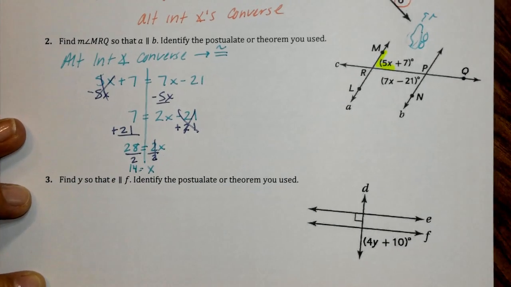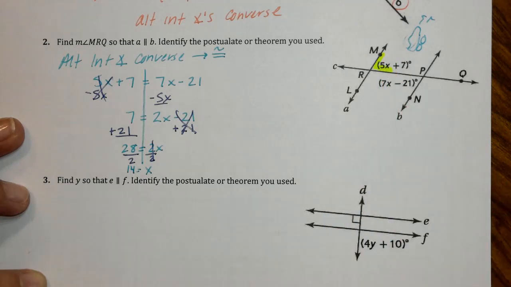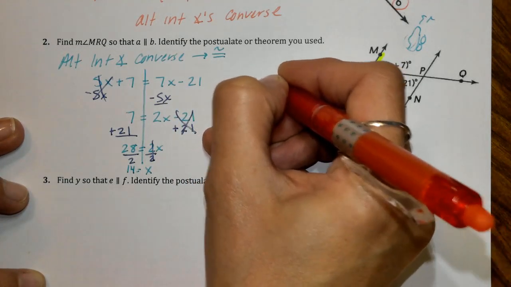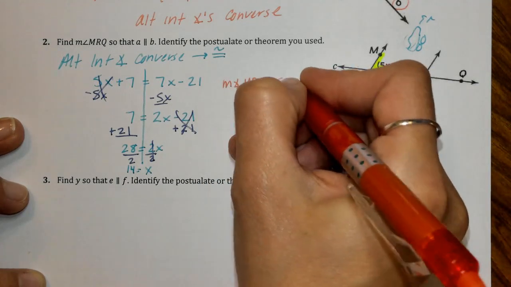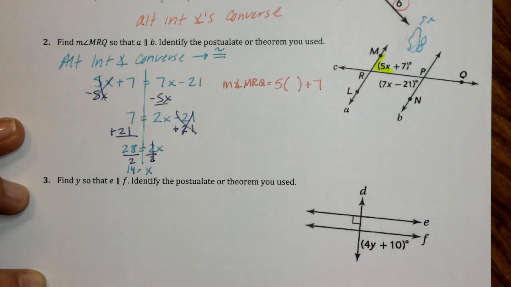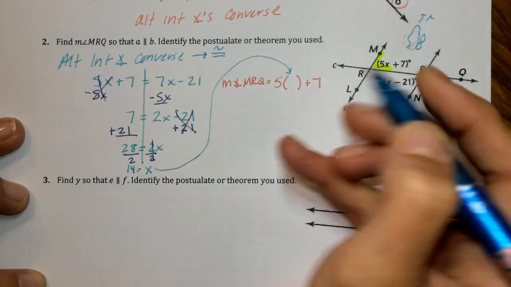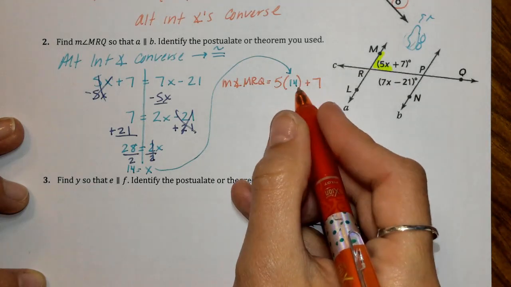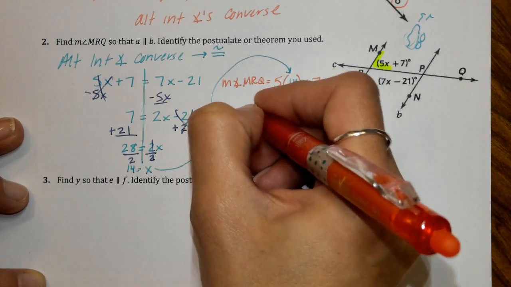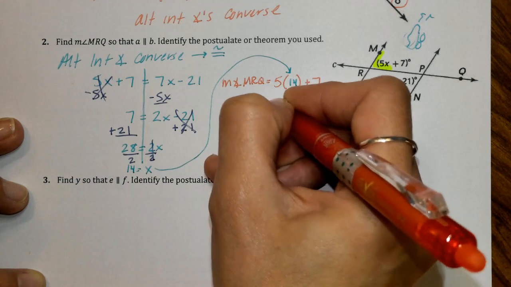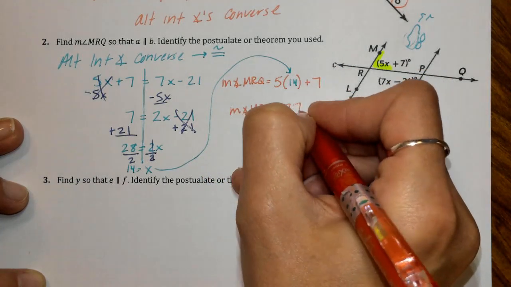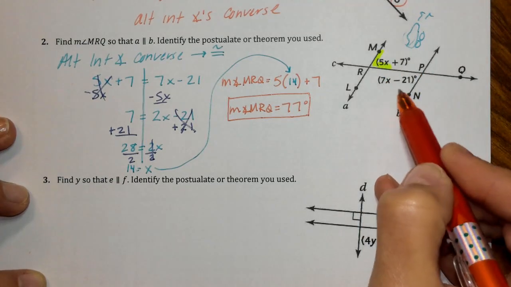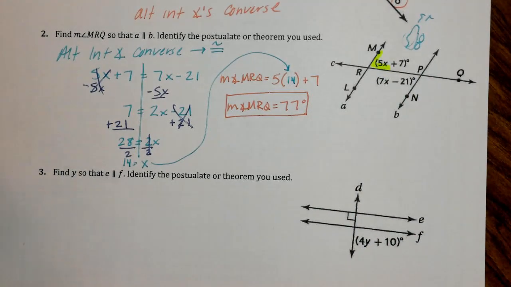Remember that we do want to plug it in, okay? We want to find the measure of angle MRQ, which was 5x + 7. So I'm going to remove x, and whatever x was, I'm going to substitute that in, 14. We do all the math: multiply 5 times 14, then add 7. The measure of angle MRQ is going to end up equaling 77 degrees. If we plug it into angle RPN over here, we should get 77 as well.